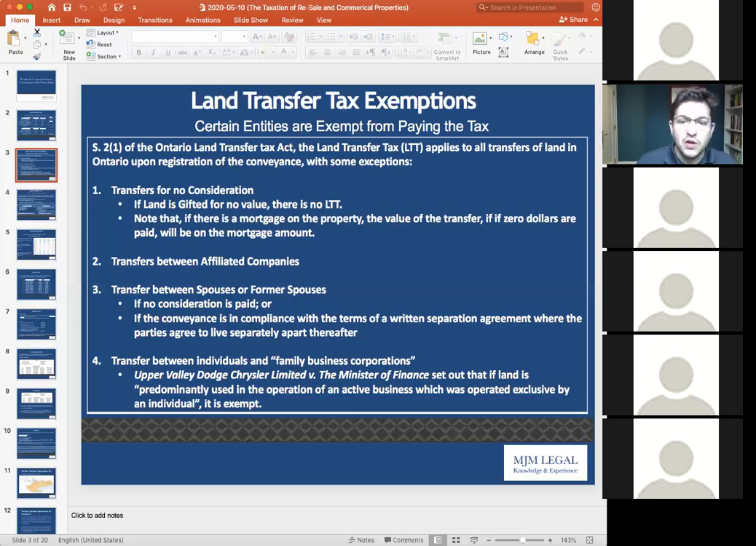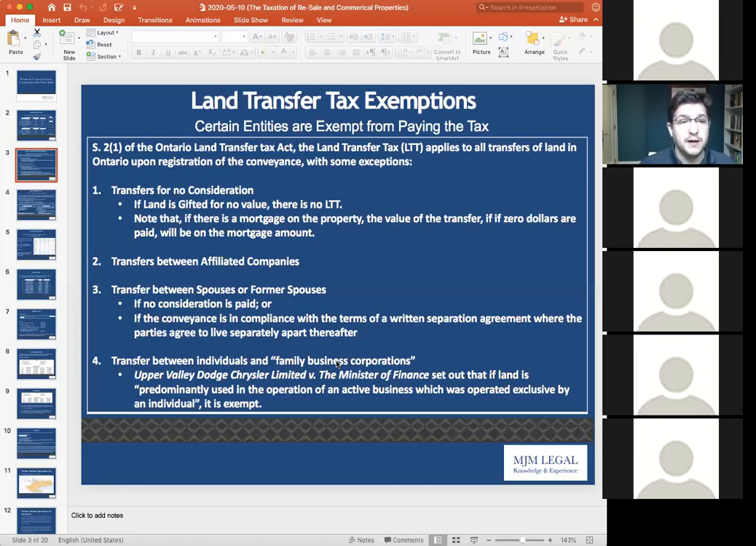So there's also no tax if you're transferring between affiliated companies. Now, affiliated is a defined term in the Income Tax Act. For the perspective of understanding this, and subject to certain qualifications, and there are qualifications, affiliated companies are, say, where you own more than 50% of the outstanding shares and have effective control of the company.